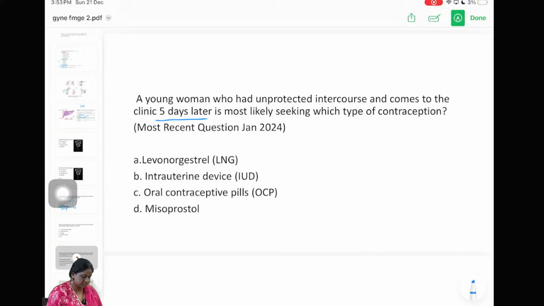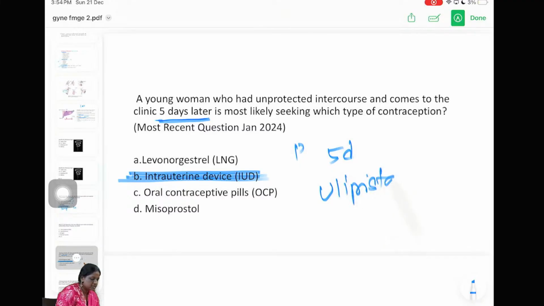What is the type of postcoital contraception once 5 days have passed? What is the thing that you can use? IUCD, intrauterine device. You put something inside so that it will never allow pregnancy. You understand? Only two things. At 5 days, it is going to be ulipristal or it is going to be IUCD. IUCD has a much longer effect, even up to 1 week.